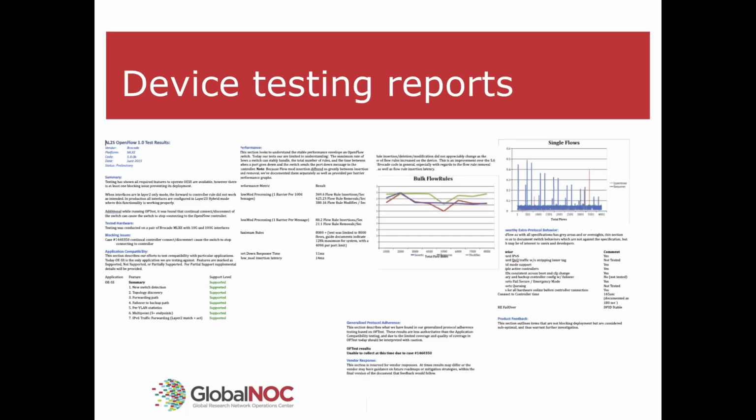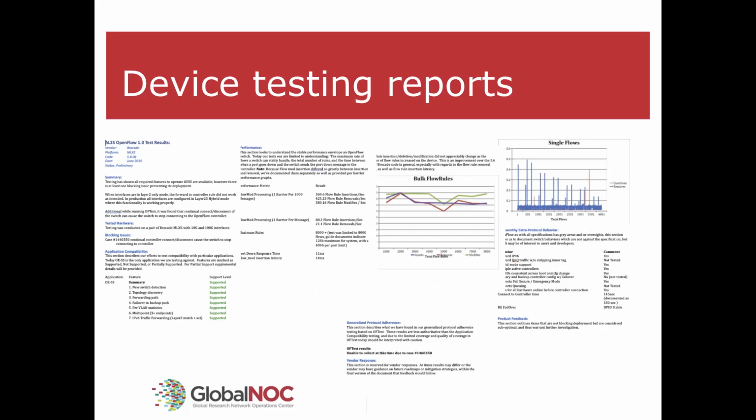So we had a lot of device testing there, and that led to us generating reports. So I tried to do the best job I could to fit one of these reports in here. So you can kind of see that we go through and list a whole bunch of the OESS specific features, if they function or not. We would look at things like how many flow rules can we insert at a time? What's the latency from when we send a flow rule to when it gets installed in the hardware?